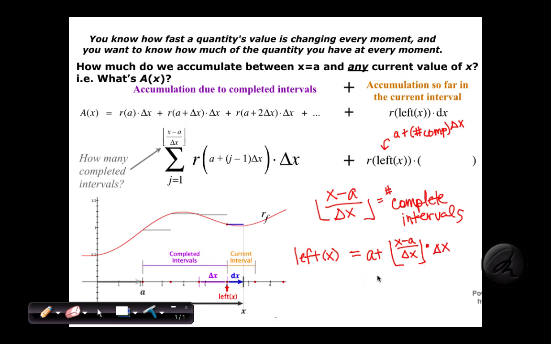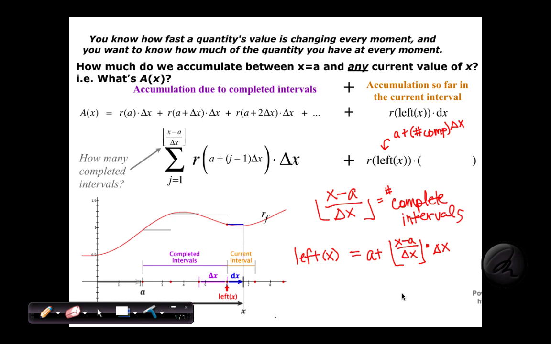This is a function of x also. Notice there's only one variable in this. There's 2 parameters, a and delta x, that show up. There's some operations, flooring, adding, dividing, etc. But x is the only variable in this. As x grows, the number of complete intervals grows, right?